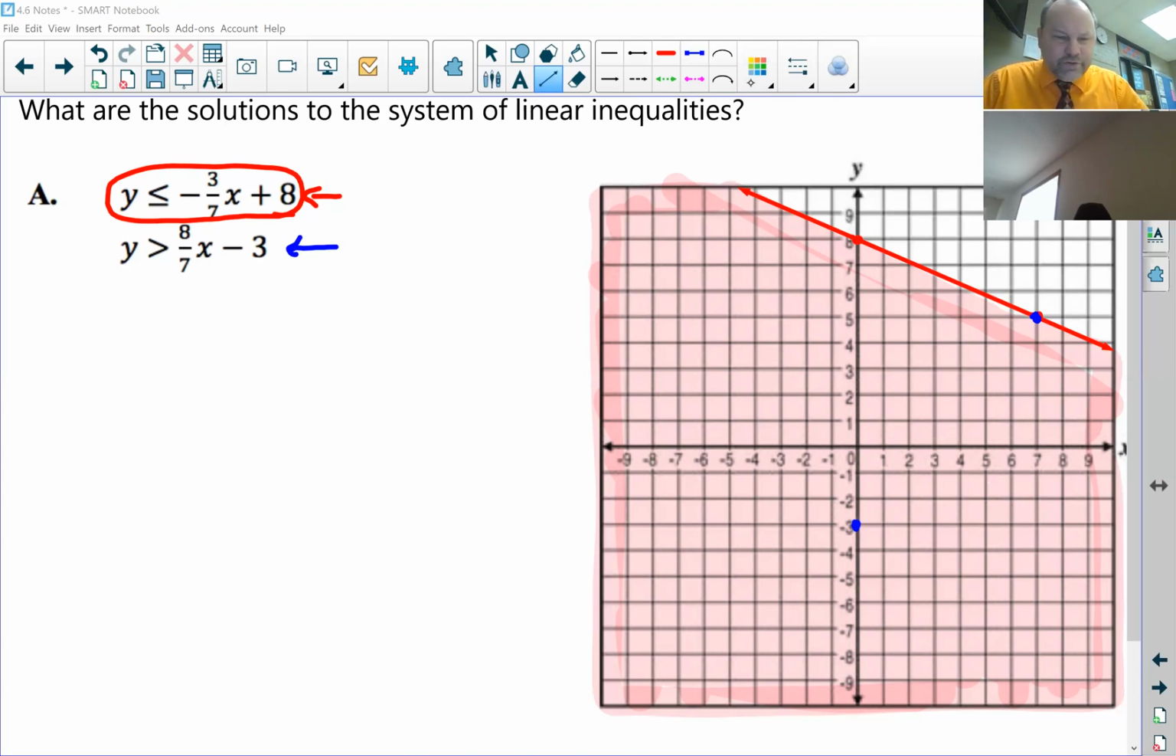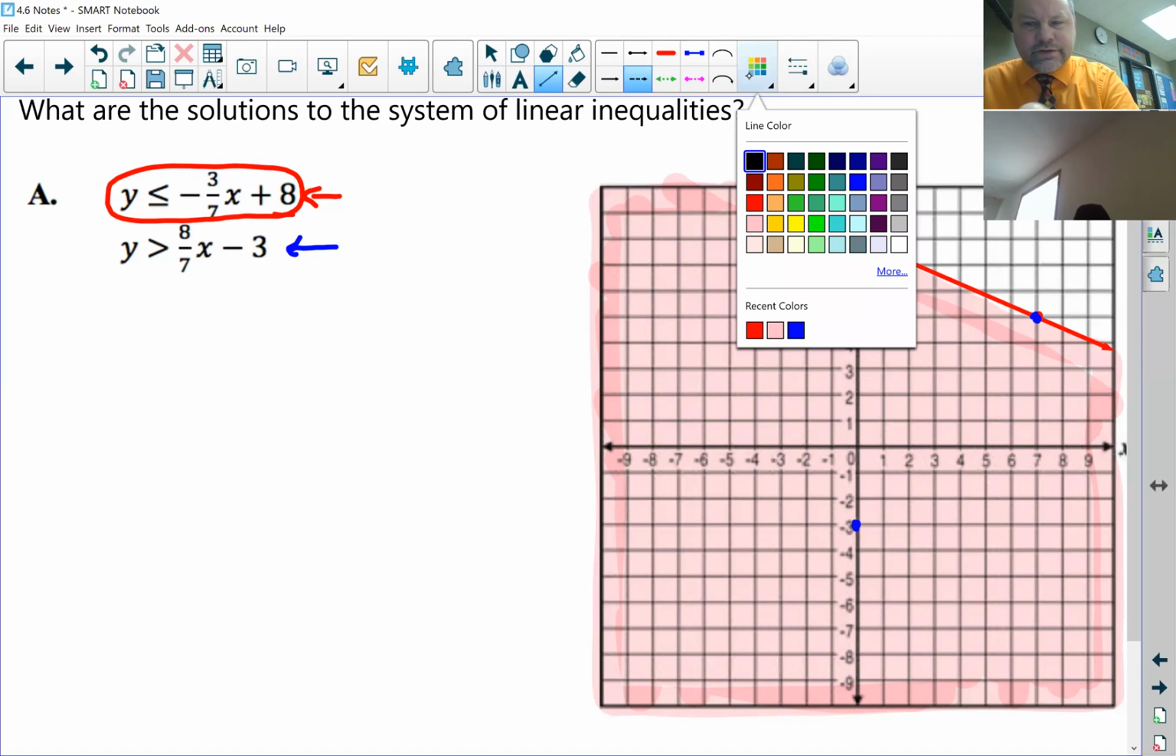Go ahead and either chat or unmute. All right, got a couple of answers here. And yes, it is going to be dashed. I think I already, oh, no, okay, blue.